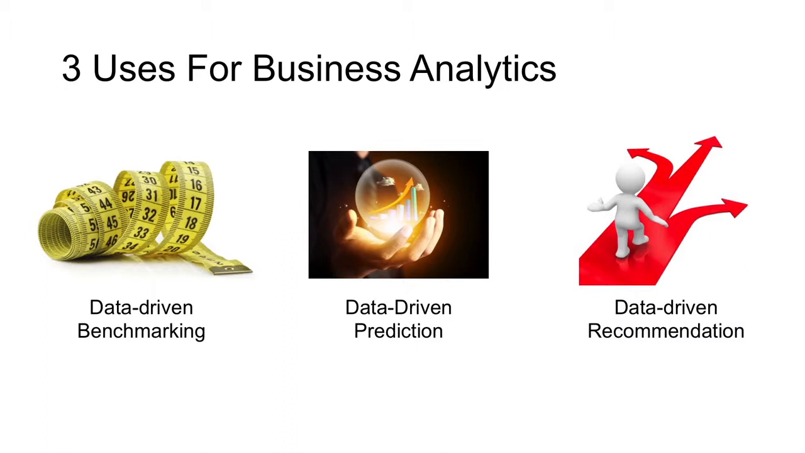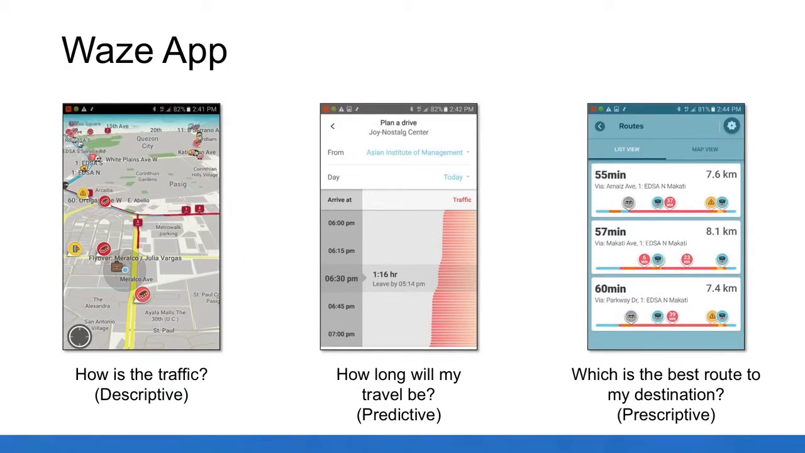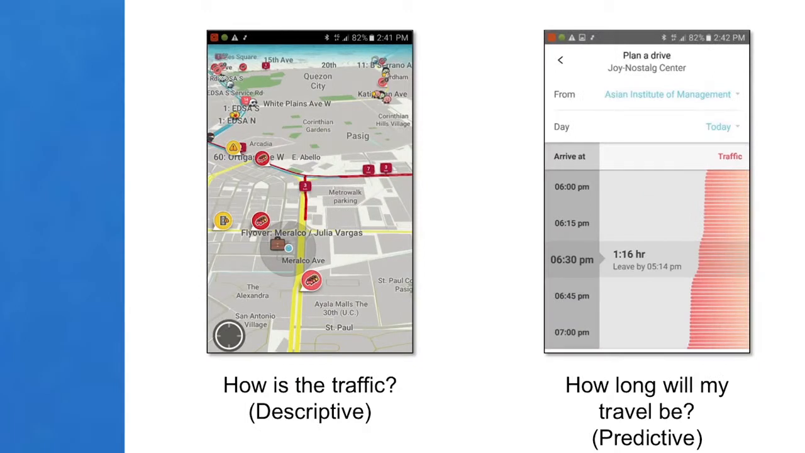To understand this better, let's look at the Waze app. So everyone knows what the Waze app is. You use it to get around. But actually, the Waze app is a good example of the three types of analytics. First, you want to know how good or bad the traffic is. This is descriptive. You don't really have a destination yet. You just look at the app to see, okay, how bad is the traffic outside my door? Or how bad is the traffic right in the next avenue?